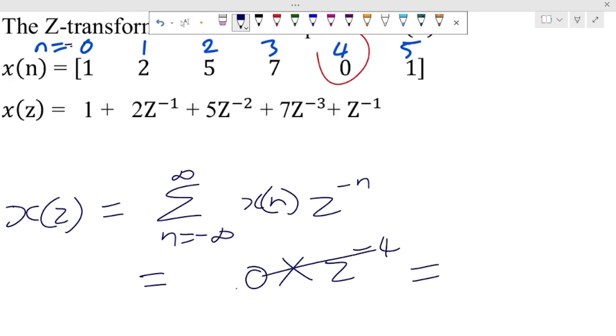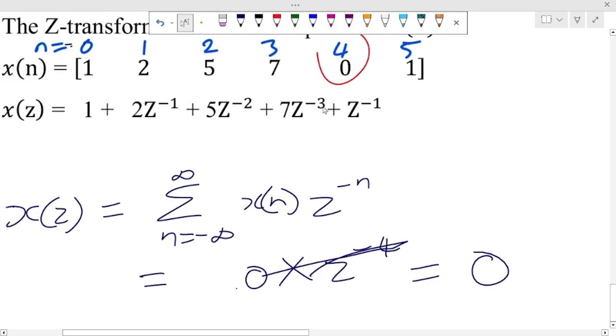Now, 0 multiplied by anything, that guy is gone. So everything will be 0. So there should be nothing here. That means that x 0 raised to the power 4, we don't have it here. Okay, that is missing. Then the next one now, let's go to the next one.